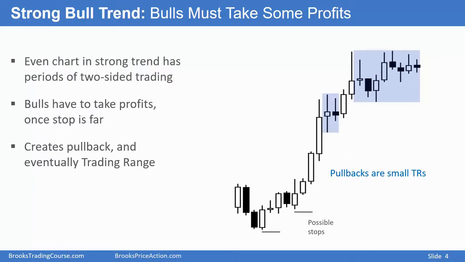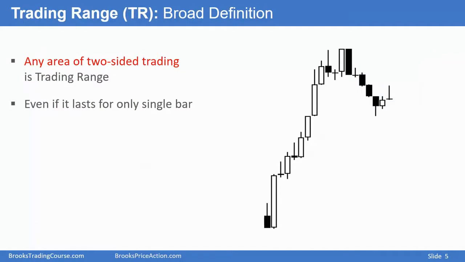It becomes equally likely that the breakout will be to the upside as it is that it will be to the downside. At that point, I use the term trading range. Pullback when you think the trend will resume, trading range when it's no longer clear. Any area of two-sided trading is a trading range, even if it's only a single bar.